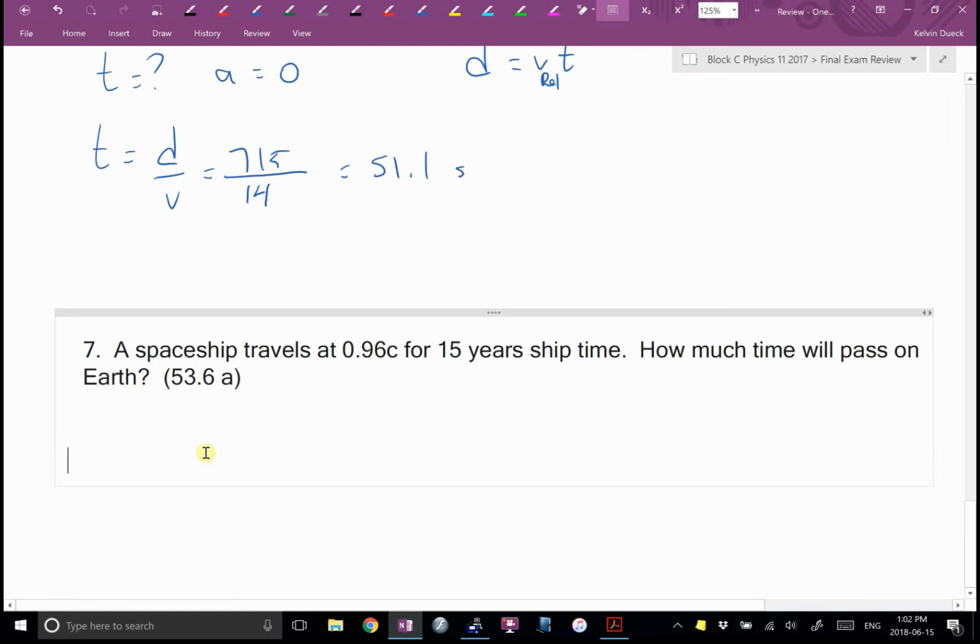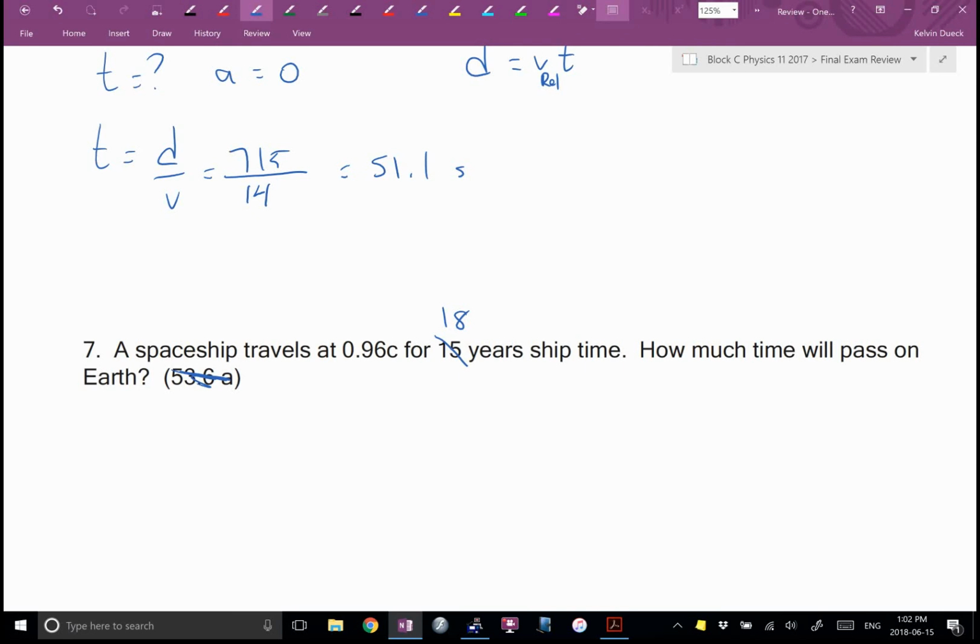Let's change the time. We'll have it travel for 18 years ship time, and now it's a whole new question. So a spaceship travels at 96% of the speed of light, except we didn't feel like writing out 96% of the speed of light. What does of mean mathematically? Do you remember?